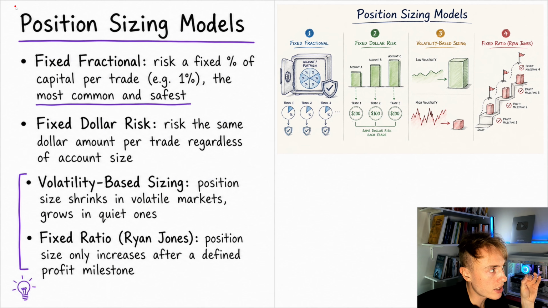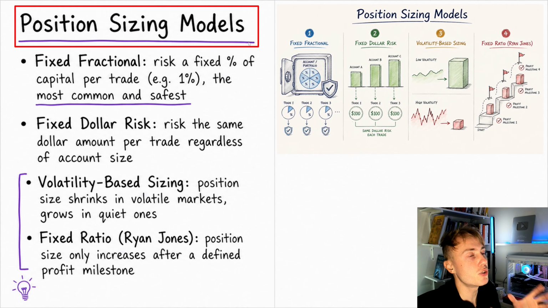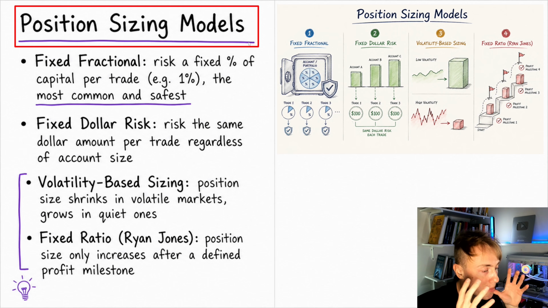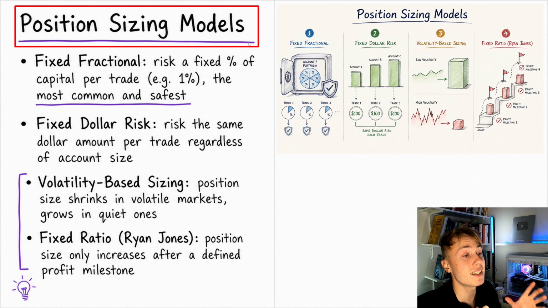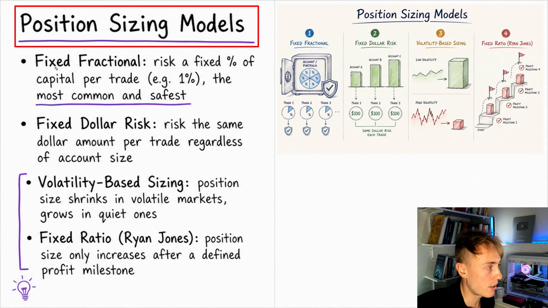So now it's time to take a look at position sizing models. And remember here that if you want to be a successful trader, the most important long-term thing is not to maximize your upside. The most important thing is to limit your downside so you can be in the trading game for a long term and let your money grow and compound. And position sizing is how we make sure that we stay in the game. And here there are multiple different position sizing models that you need to know about.